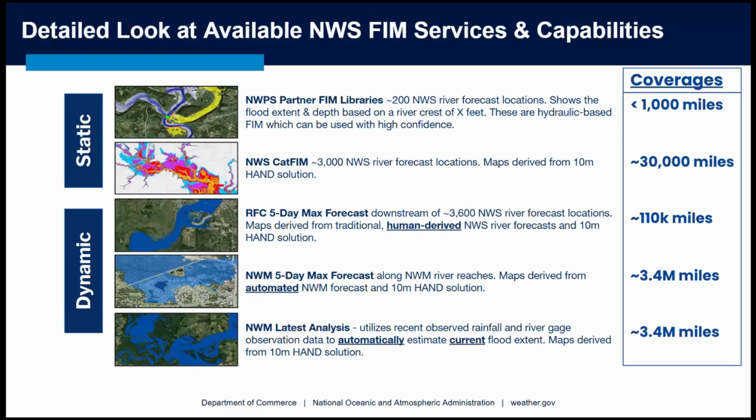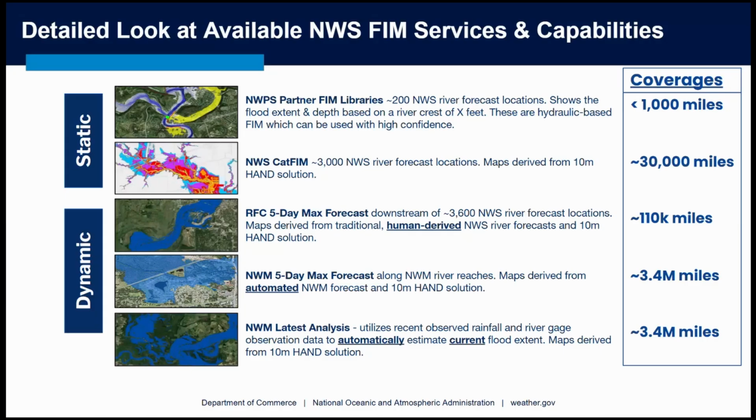So I talked about the partner FIM. I talked a little bit about the categorical FIM, those 2 static ones that are available. The dynamic FIM, so we have a couple different things going on here. The first one is the RFC, which stands for River Forecast Center, and that's the 5-day maximum forecast. Again, this one's going to take the River Forecast Center's, or the Weather Service's, river forecast product each day, and it's going to look at what the 5-day maximum is for each and generate that FIM 5 miles up and downstream of every forecast point that we have. And again, only when there's high water.